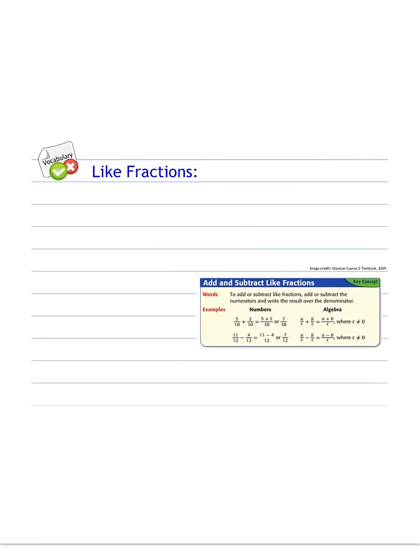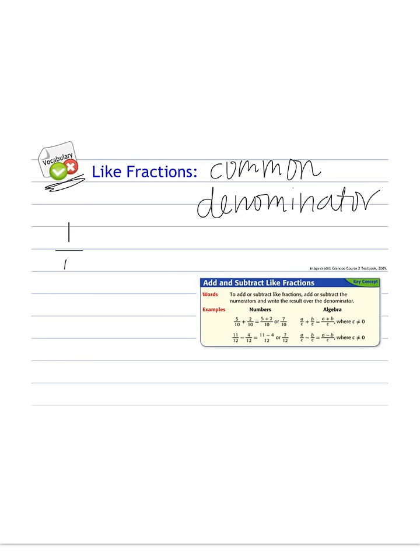We have a vocab word here that should be written down, which is like fractions. Well, we know that the word like means that they're similar. And in the case of fractions, we are talking about fractions that have a common denominator. So the bottom number is the same. Okay? So for example, some like fractions would be your 1/4, 2/4, 3/4. They all have the same bottom number.